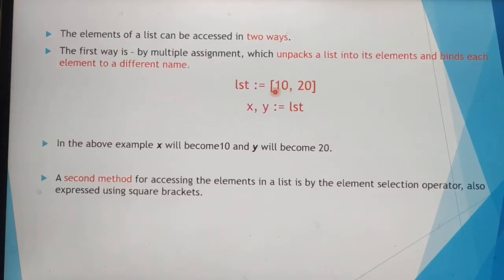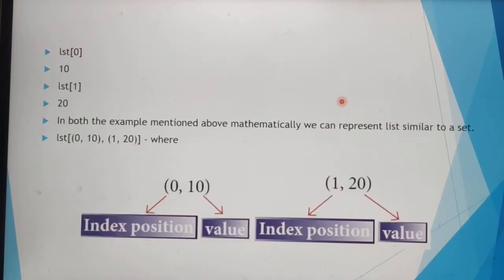Here in this list we have two elements. The first one is 10, its index value is 0, and the second one is 20, its index value is 1. Each one has two values: one is the index position and the other is the value. So two values are bundled into one single representation, which is called pair representation. Pair means each one has two values, one is the index position and another one is the value.